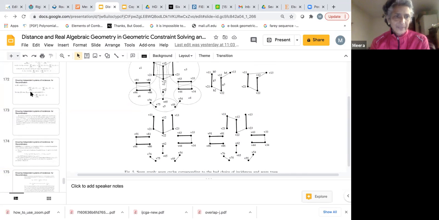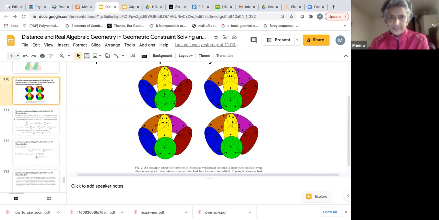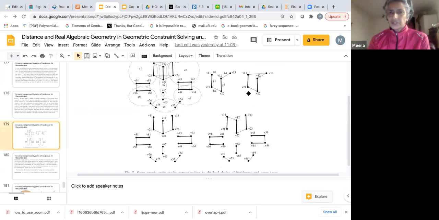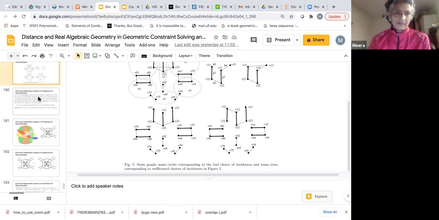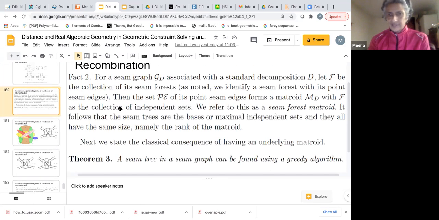If you go back to this picture, the top left is the seam graph. We draw the seam graph for it. The top right has the seam cycles, which shouldn't be there, and the bottom two are seam trees, which are good. So essentially, you see the bad stuff happening, and this is good stuff. Okay, that requires staring at that example for a little bit, so I'll leave that for later.